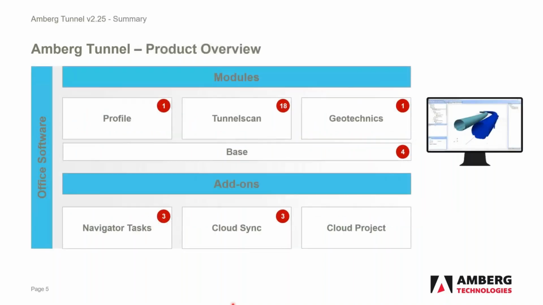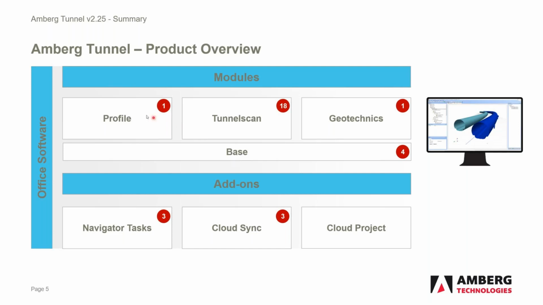Now, quickly an overview of Amberg Tunnel. We have restructured a bit. So this is the office side. You know, Amberg Tunnel exists. Amberg Tunnel is the office side, and Amberg Navigator is the on-site tool we're using. On the office side, we have the so-called base. This is the Amberg Tunnel platform where you enter all your project data, your access, your theoretical design, etc.